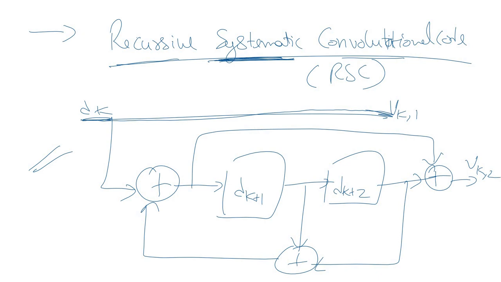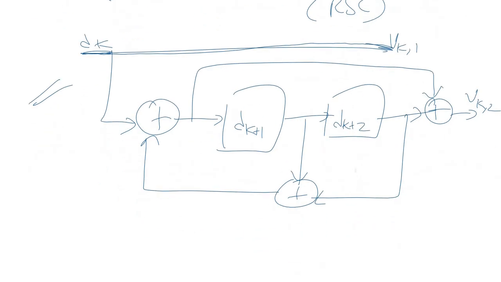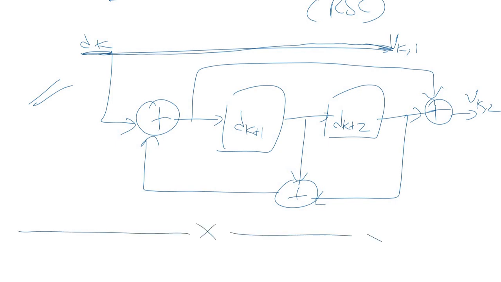These are the different types of encoders which are used for convolutional coding. Now, in the next lecture, we will study the decoders for all these different types of encoders. We'll start the decoders.